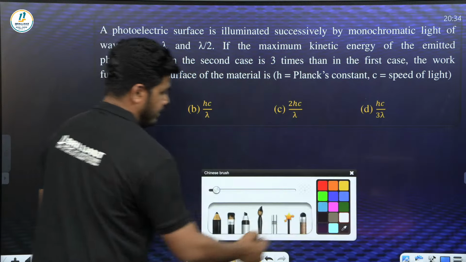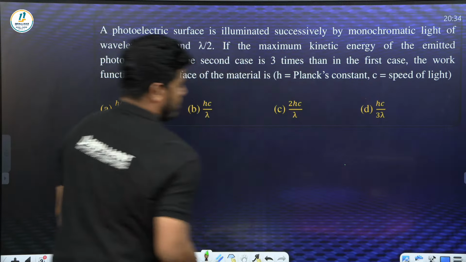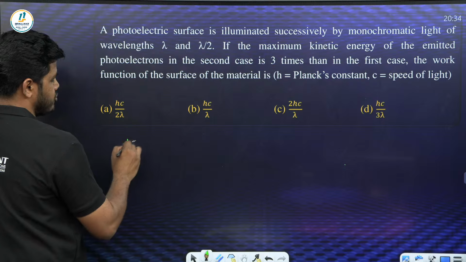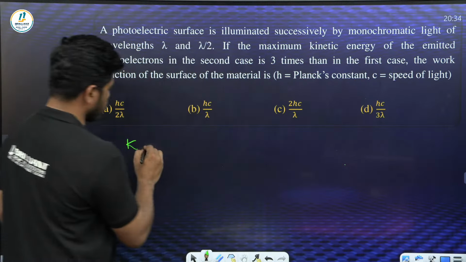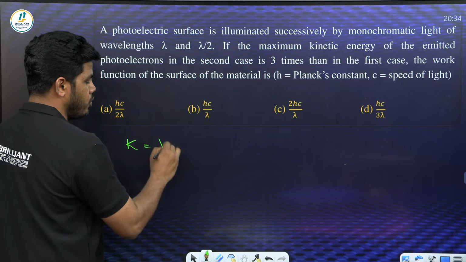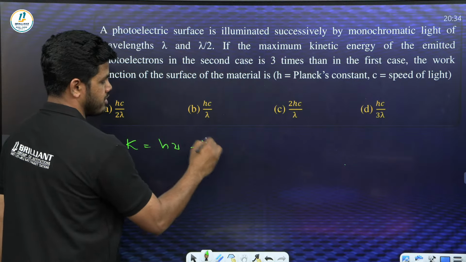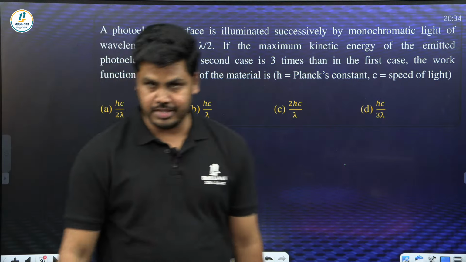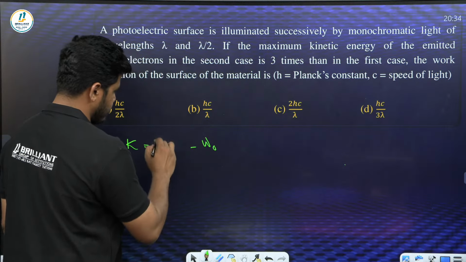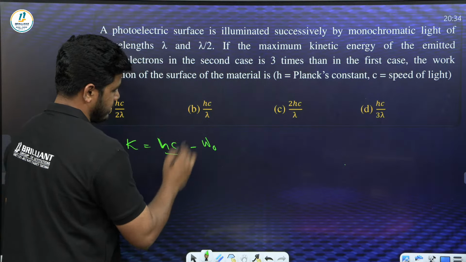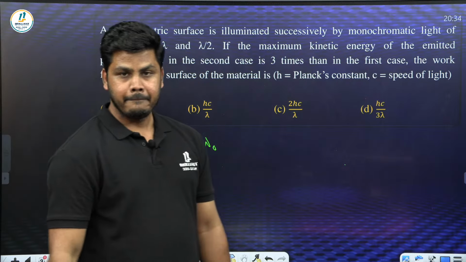When we come to the wavelength part, we know the kinetic energy K of the emitted electron is equal to h nu minus work function. That is the equation, but this time it is not frequency, it is wavelength. So what can we do? We can just change this h nu into hc by lambda, right? That's it.